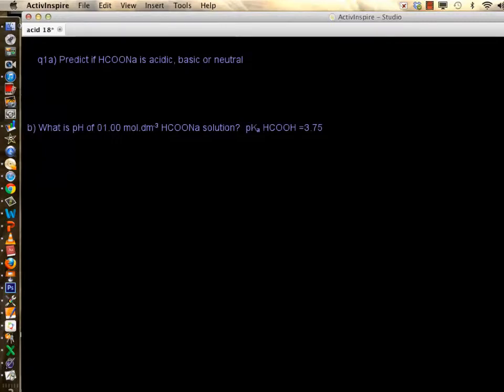First part of this question is we have to decide if this salt is acidic, basic, or neutral. Then again, we go back to its parent base, sodium hydroxide, which is a strong base. And its parent acid is HCOOH. Instead of Na, put a H. So it's the first member of the organic acids, and it's a weak acid.